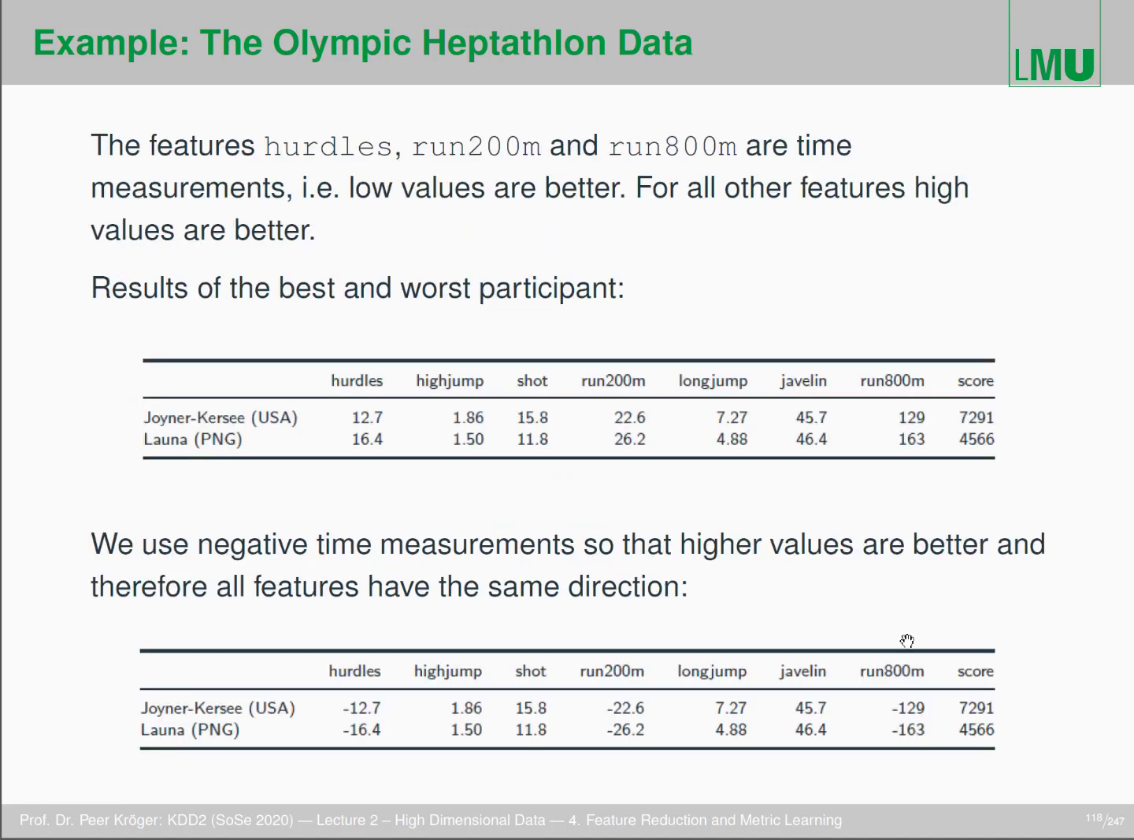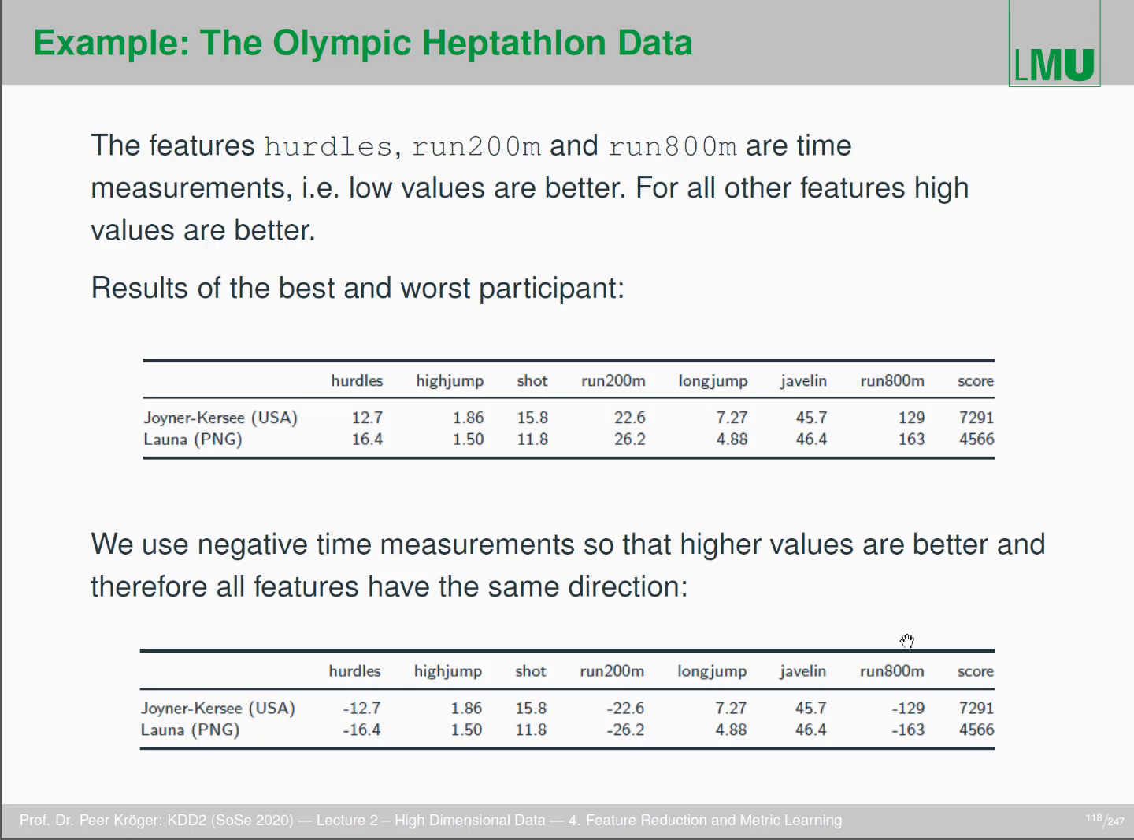Now, can we just go off? No, we just cannot go off, because we have to take a closer look. The features hurdles run 200 meters and run 800 meters. So all the things where we have to run are time measurements. And in this case, the lower values are the better, of course.